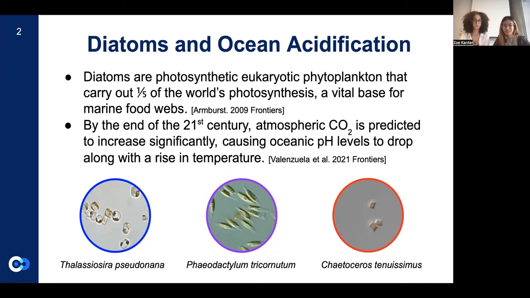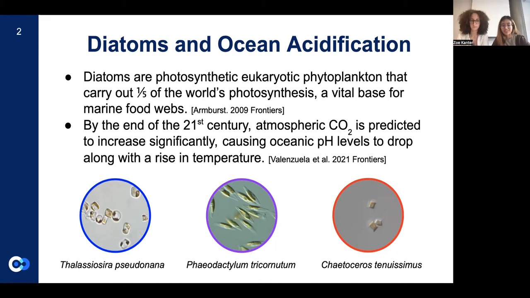Because of greenhouse gases and climate change, it is predicted that by the end of the 21st century, atmospheric carbon dioxide is going to increase by a significant amount. This causes pH levels in the oceans to drop and a rise in temperatures, which can affect the marine ecosystems. Down below, you can see three species of diatoms that we are studying.